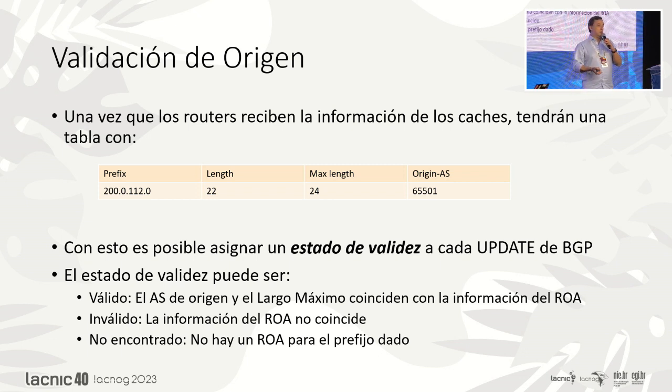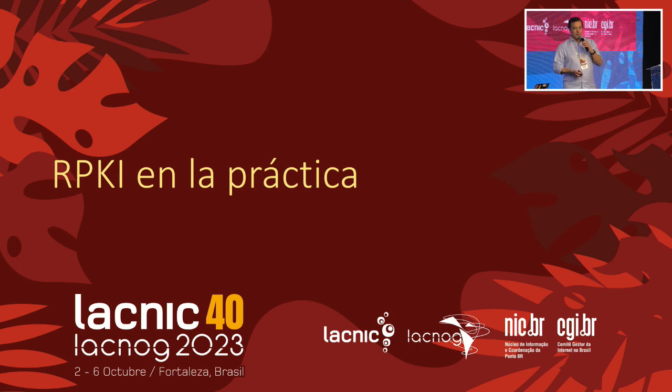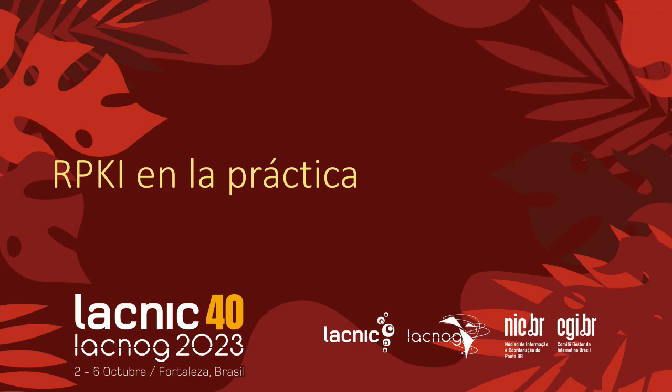And why don't we just have valid or invalid? This is because not all organizations have created their ROAs. This is a reason why we want to promote the adoption of RPKI. Most of the organizations today haven't created ROAs for their resources. So there's a third state which is not found. When you don't have a ROA, you cannot determine whether the prefix is valid or not. So basically, that is the mechanism for origin validation.